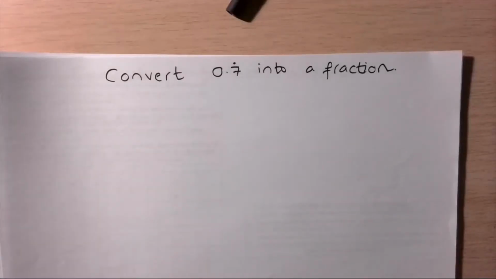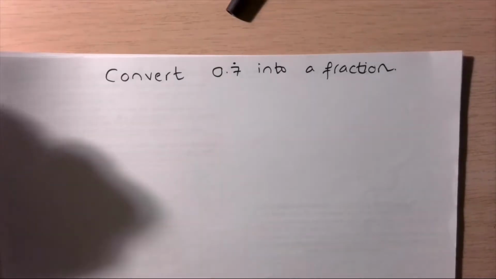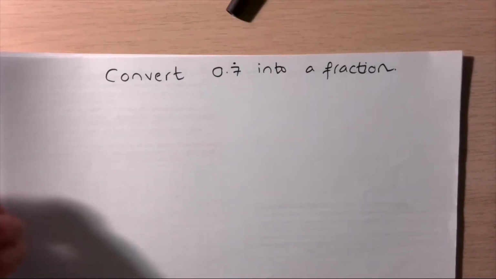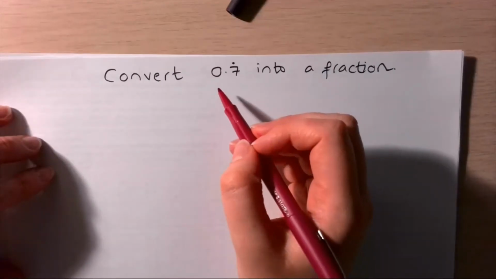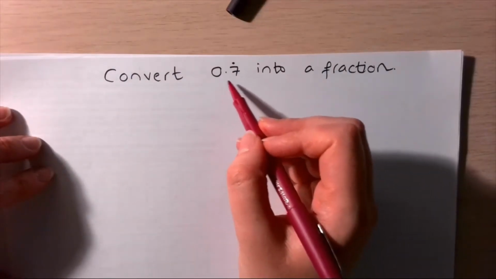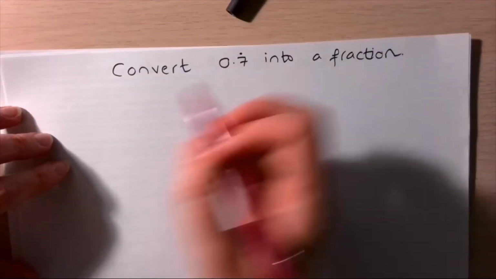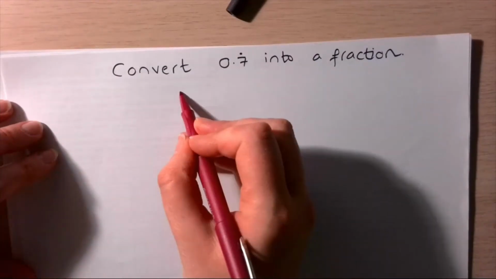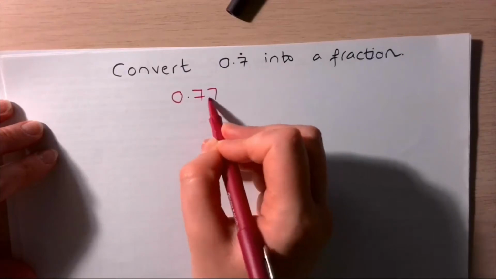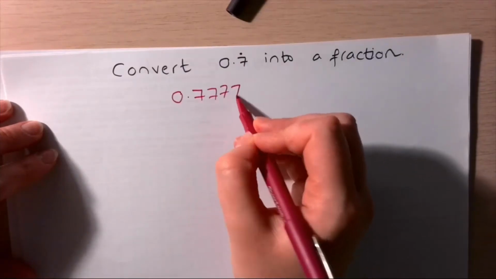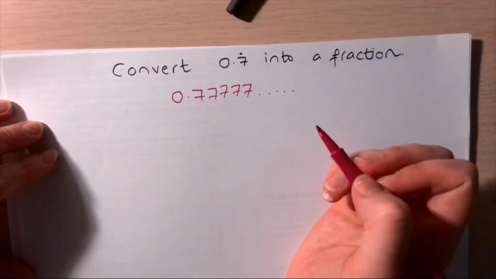Hi, welcome to this lesson on converting recurring decimals into fractions. Just as a reminder for those of you who might be a little bit rusty on these, remember that a recurring decimal is a decimal that goes on forever with a certain pattern. Quite often we see it with just the one number, so in this case we'd have 0.77, the 7 is recurring, you see, and it goes on forever.